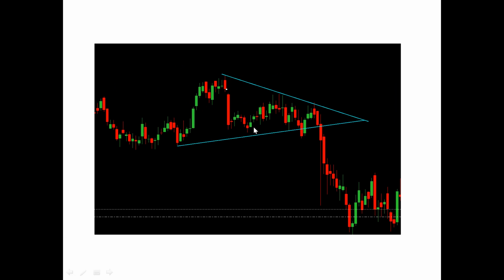Again, this is one more symmetrical triangle where, when the price breaks this symmetrical triangle, we have a huge downfall here. You can see here.